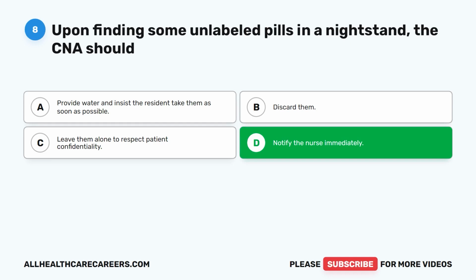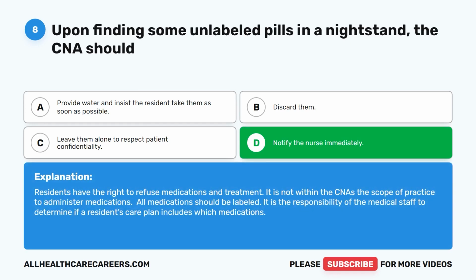Notify the nurse immediately. Residents have the right to refuse medications and treatment. It is not within the CNA scope of practice to administer medications. All medications should be labeled. It is the responsibility of the medical staff to determine which medications a resident's care plan includes.